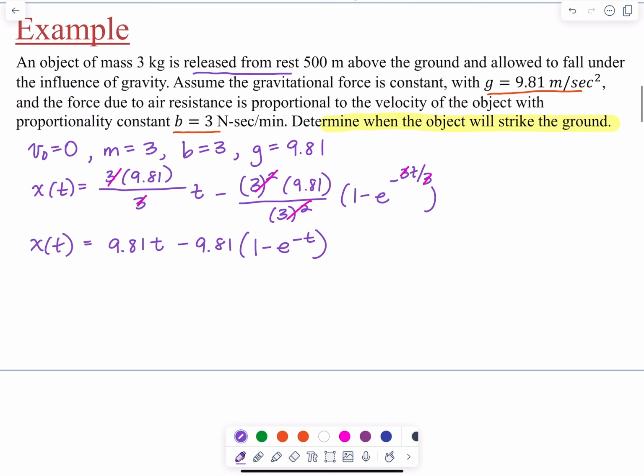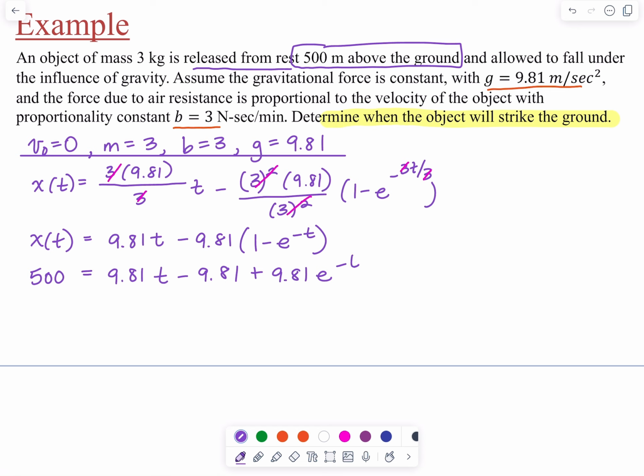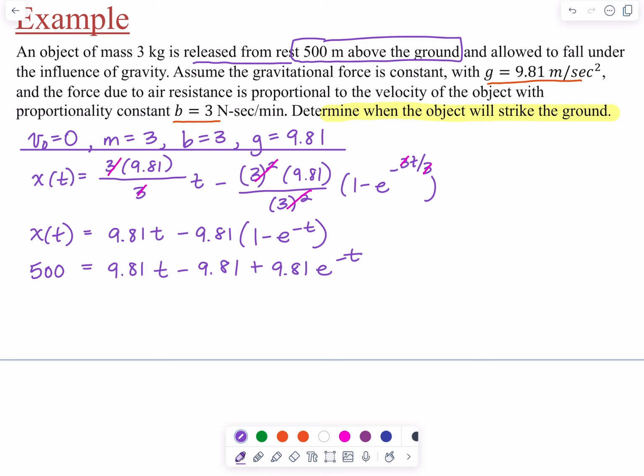Now, since the object was dropped from 500 meters above the ground, we can go ahead and set x of t equal to 500 and solve for t. I'm going to distribute that 9.81. And as you can see, we cannot solve this equation explicitly for t.